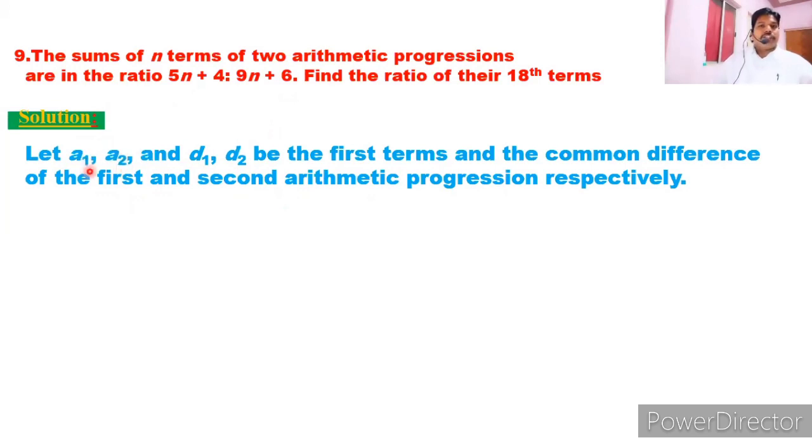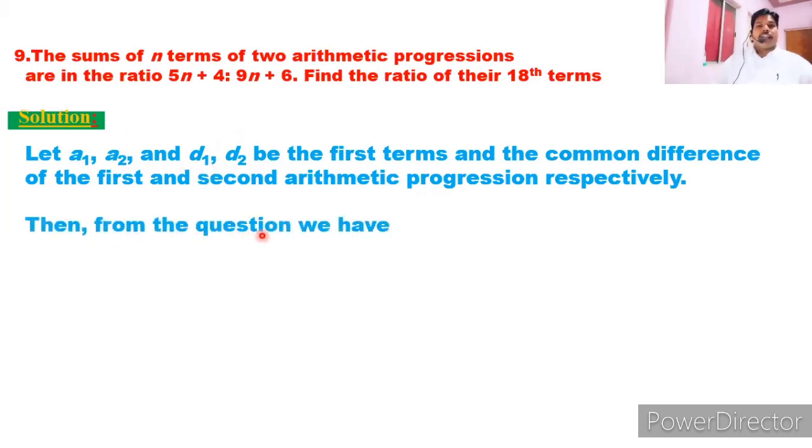a1 and a2 are not the first and second terms. a1 is the first term in the first arithmetic progression, and d1 is the common difference in the first arithmetic progression. a2 is not the second term; it is the first term of the second arithmetic progression. And d2 is the common difference in the second arithmetic progression. So I am taking the first terms and the common differences of the two arithmetic progressions.